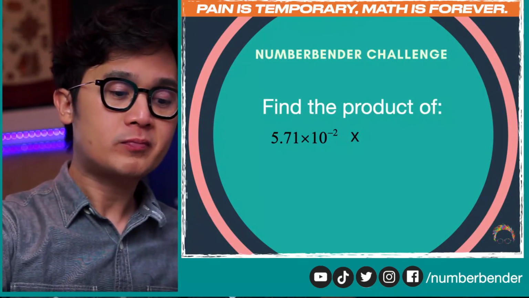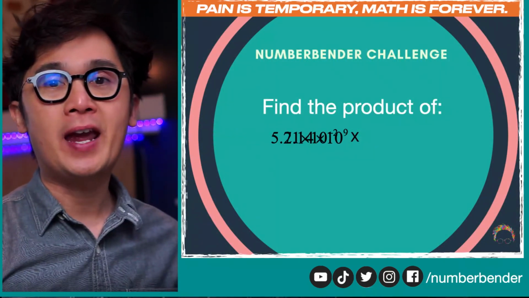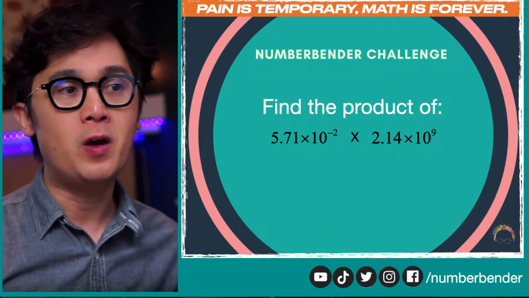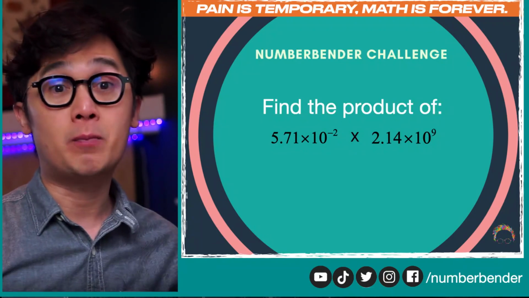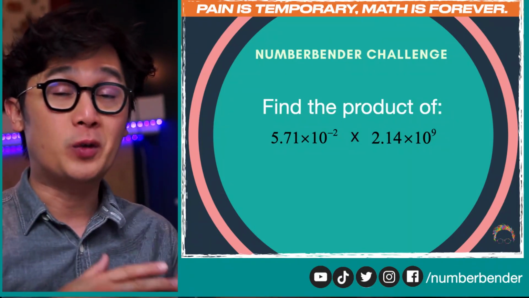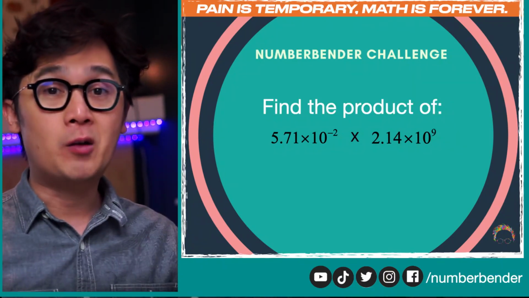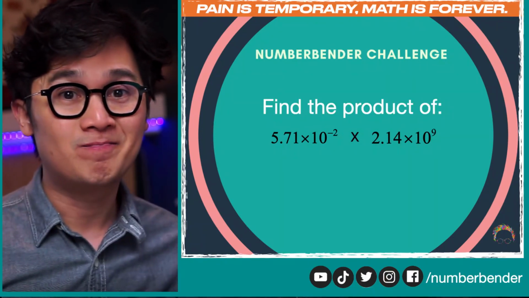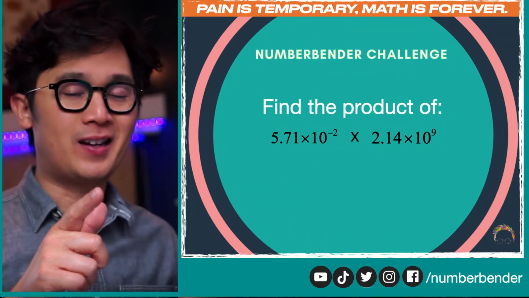And for you, let's see if you can find the product of 5.71 times 10 to the negative 2 and 2.14 times 10 to the positive 9 and change it to its scientific notation and to its standard form. Comment it down below and let's see how much you remembered in our lesson in algebra.